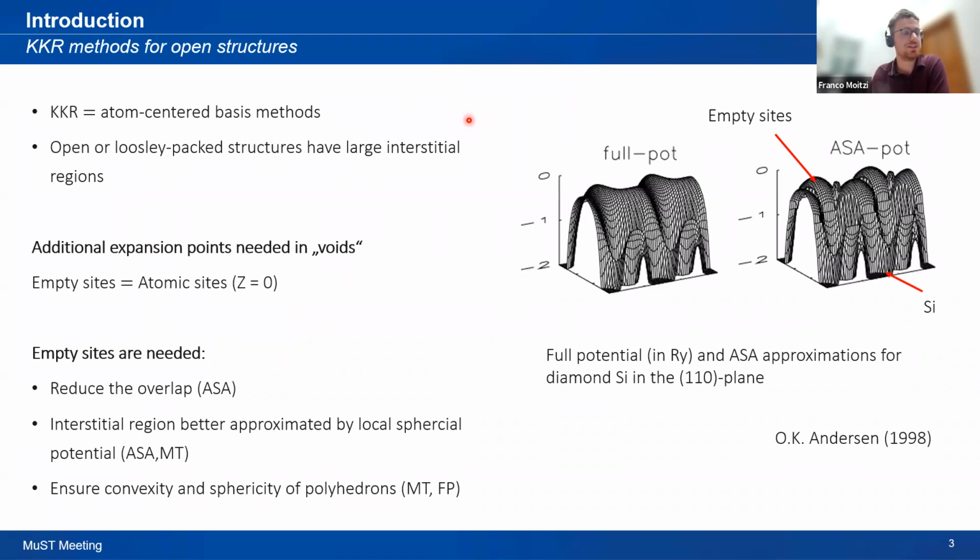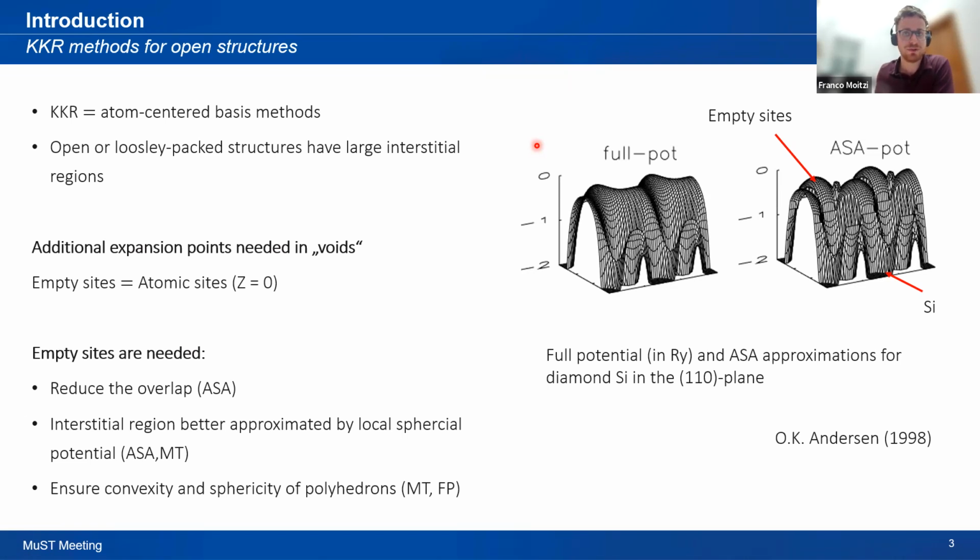So the exact potential of a structure is mostly composed of some spherical symmetric part around the nuclei and some more repulsive and almost constant part in the interstitial region. And the electron density is more complex, but is still following this same partition. However, our KKR methods rely only on an atomic-centered basis set. This actually makes it quite difficult to calculate structures which have a lot of large interstitial regions. So mostly one needs to add additional expansion points to describe the potential and density better in these regions.